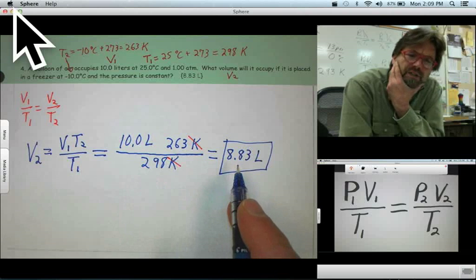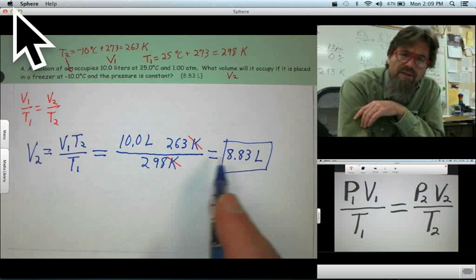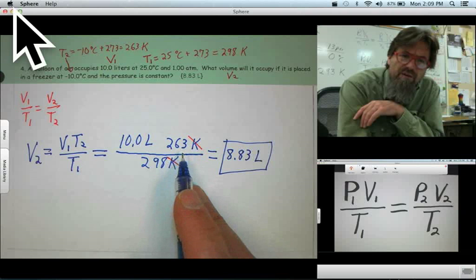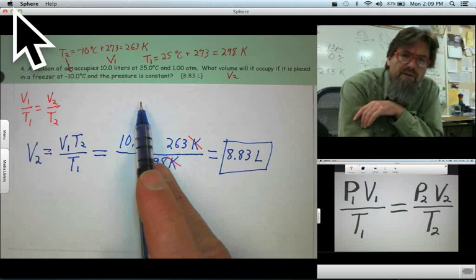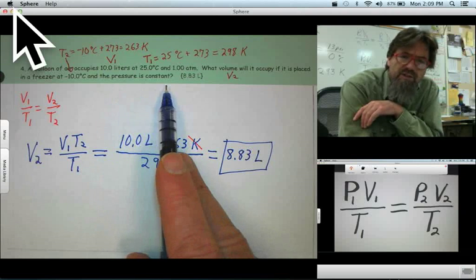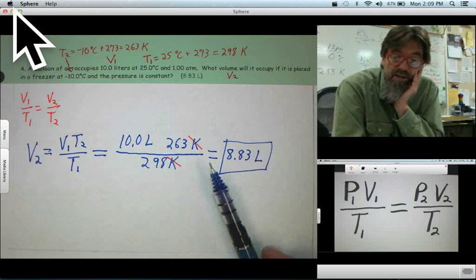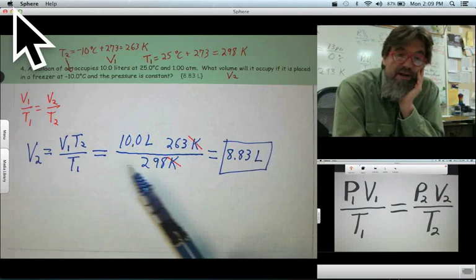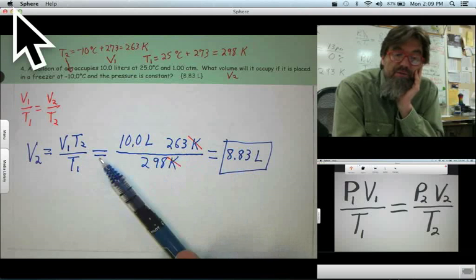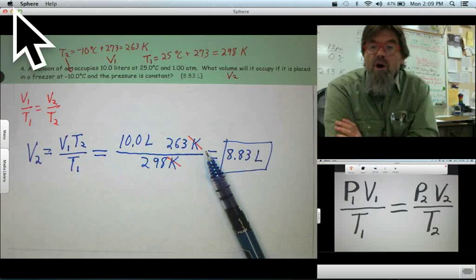So the things we remember are always convert your temperatures to Kelvin, and anything that remains constant, such as pressure, that means that P1 equals P2 and they can be canceled out, and that's how we do the gas law calculations.